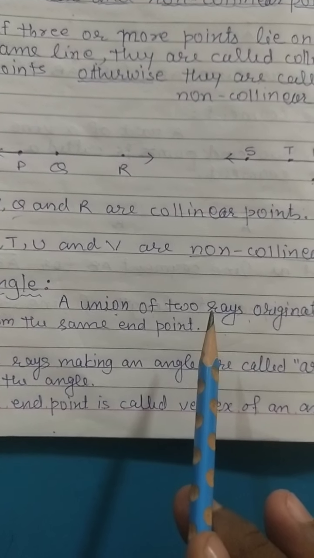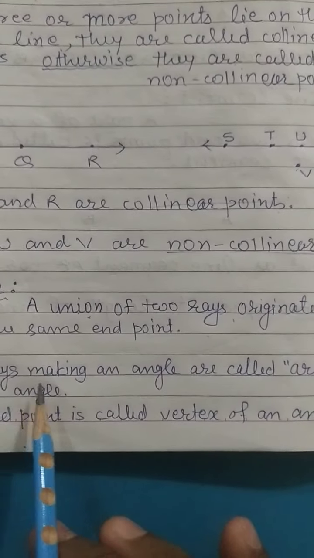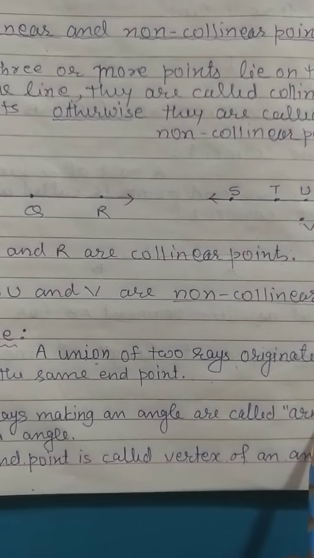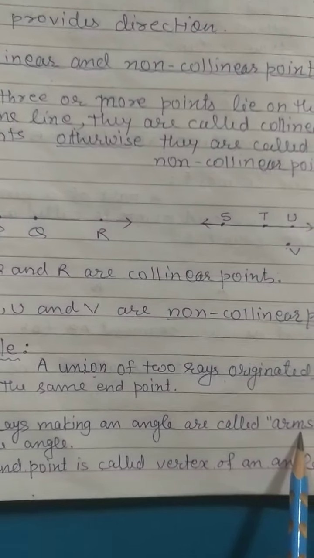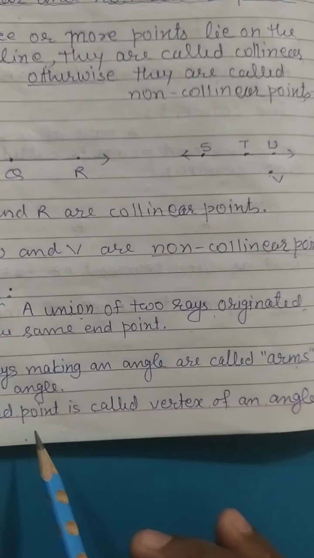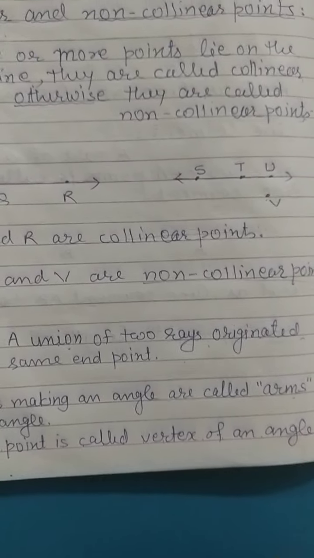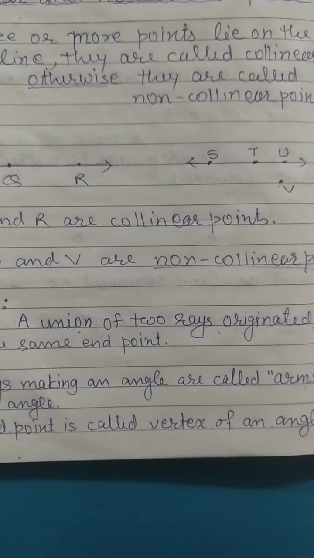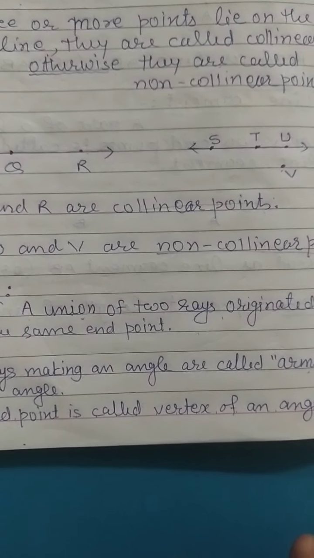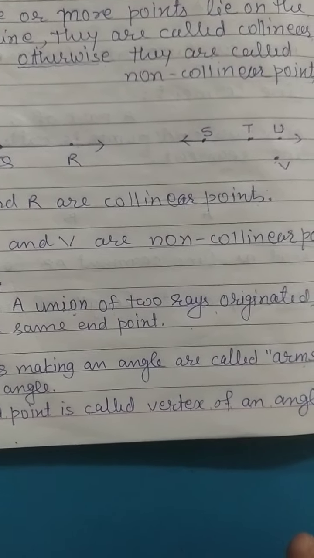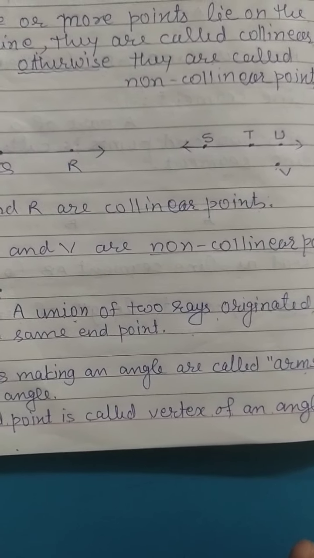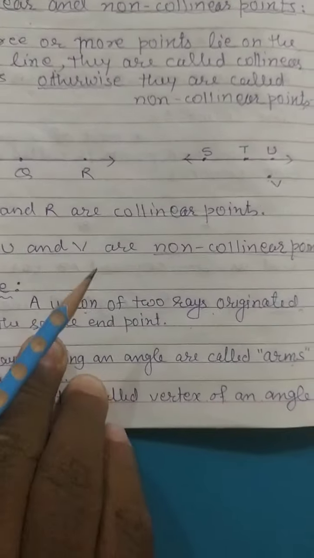The rays making an angle are called arms. The rays which we use to draw an angle are said to be the arms of the angle, and the end point is called the vertex of an angle. The end point, the point from where the rays originate, is called a vertex. Let us see.